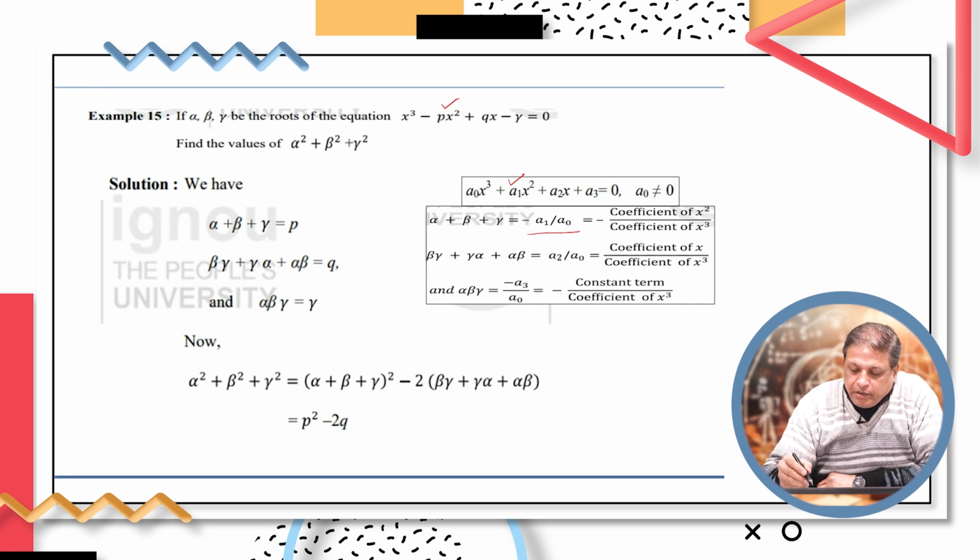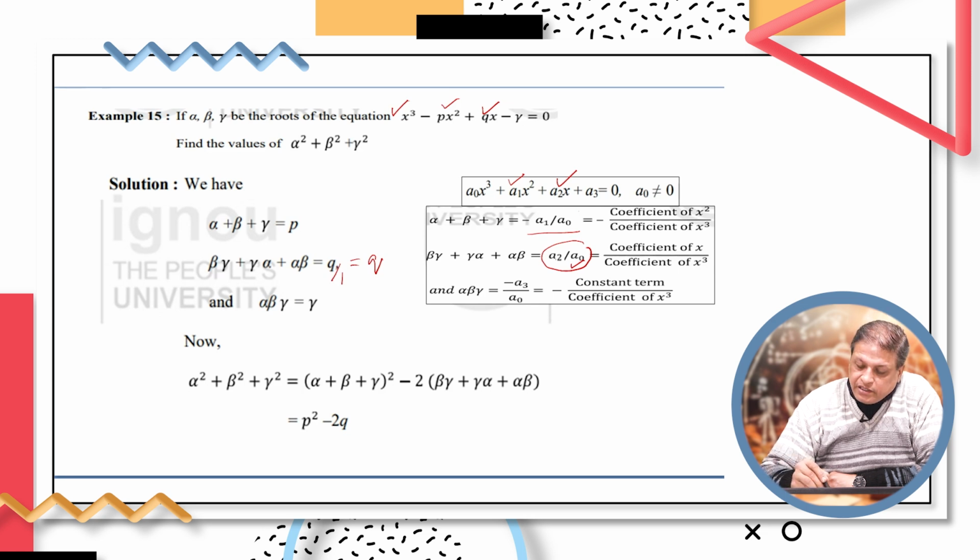Thereafter, alpha beta plus beta gamma plus gamma alpha is nothing but a2 upon a0. What is a2? a2 is the coefficient of x. Over here in the given equation, the coefficient of x is q, and the coefficient of x cube, a0, is nothing but 1. So that means this is nothing but q by 1, which is nothing but q.